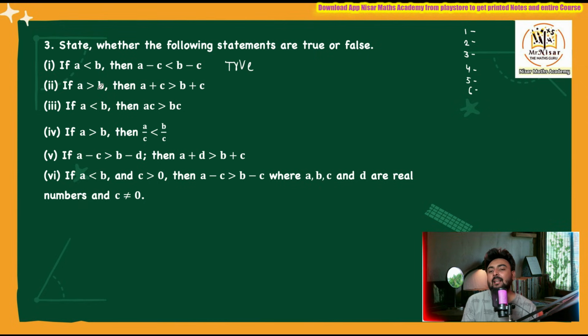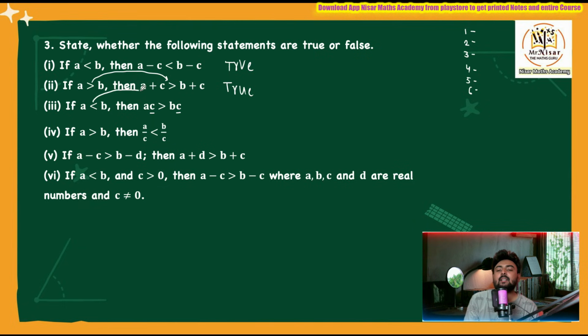Here it is given A is greater than B and you are adding C on both the sides. So for addition and subtraction there will be no change in the sign, and here also there is no change in the sign. So that means this is also true. Okay, the third one, A is smaller than B, then when you multiply both the sides by a positive number, whether the sign of inequality changes? No, the sign of inequality will not change, but here it is changed. That's why this is false.